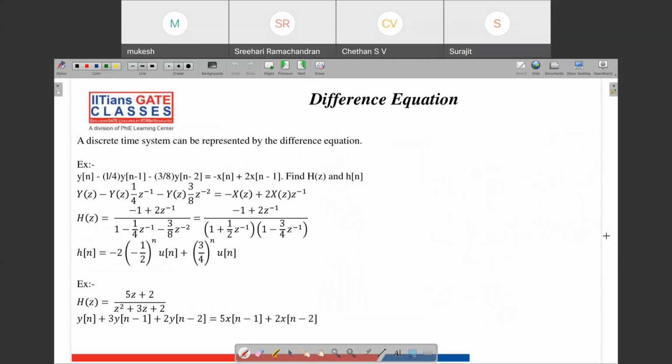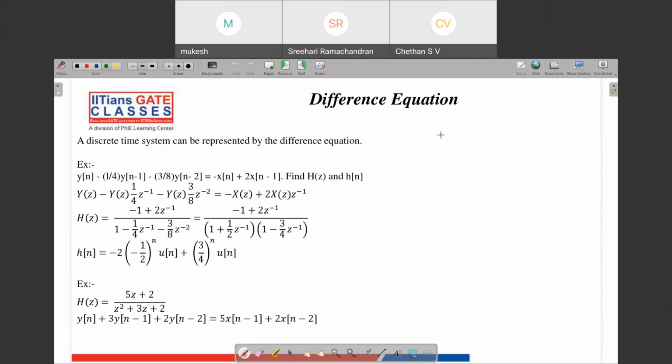Now, some of the problems in the exam can be something like the difference equation. In the Laplace case, in the continuous time case, we had the differential equation to represent the system. In the case of discrete time, it will be the difference equation. It can be something like this kind of difference equation. I've just taken one of the examples, but it can be in any other form also.